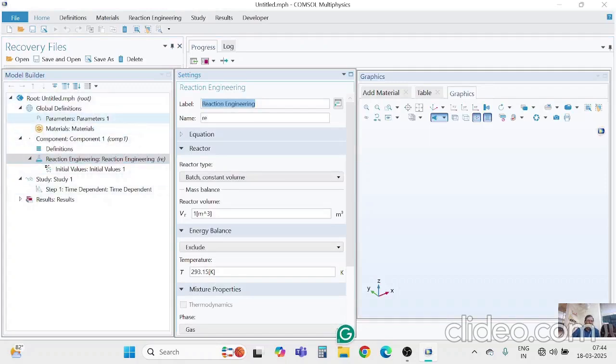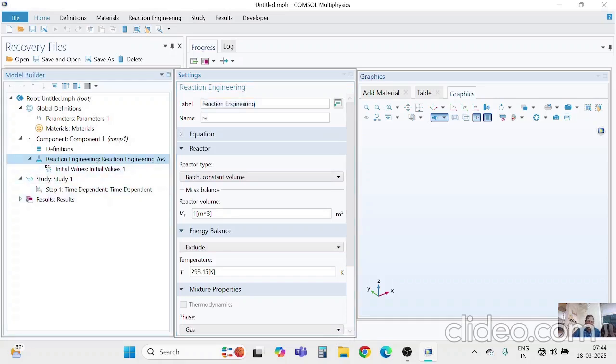Now the model builder setup is there. It is divided into 3 categories. One is we need to assign the reaction types, then we need to assign the reaction initial values, then the time dependent process we need to compute. For that, we need to give an equation in the settings. Then you will be getting a result in the graphics.